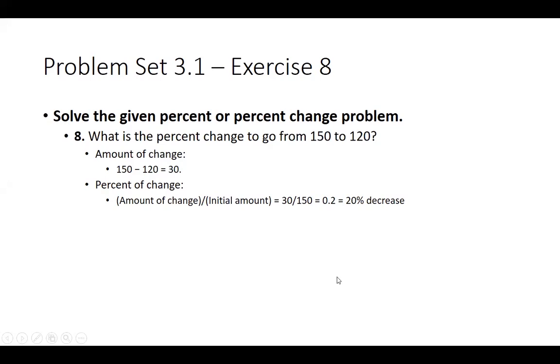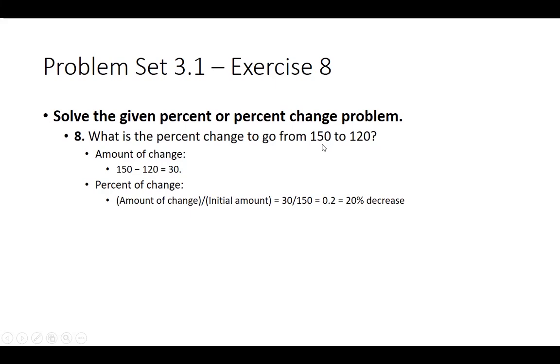Same instructions for number 8. 8 says, what is the percent change to go from 150 to 120? It is decreasing from 150 to 120, so this is going to be a decrease. To find the percent change, first we need the amount of change. 150 minus 120 gives us 30 as the amount of the change. And then the percent of change would be the amount of change over the initial amount.